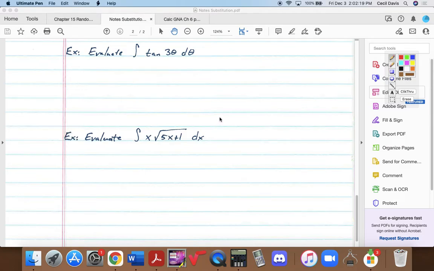So the question becomes, well, is substitution actually helpful on this? And the answer is yes. What I'm going to do is rewrite tangent in terms of two functions that you know very well, sine and cosine. So I'm going to rewrite this as the integral of sine of 3 theta over the cosine of 3 theta d theta.